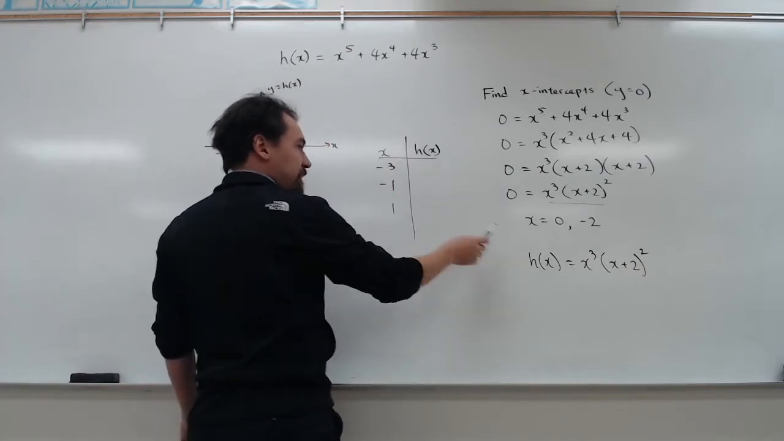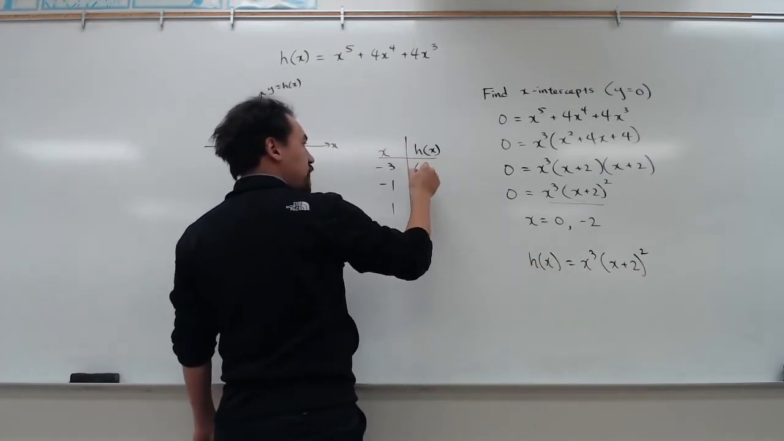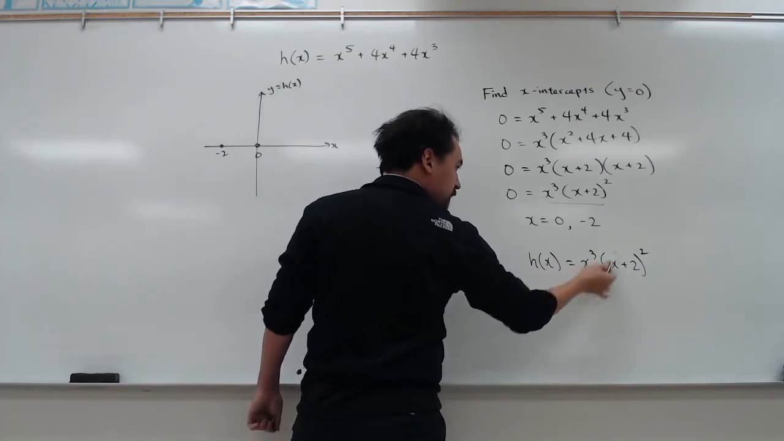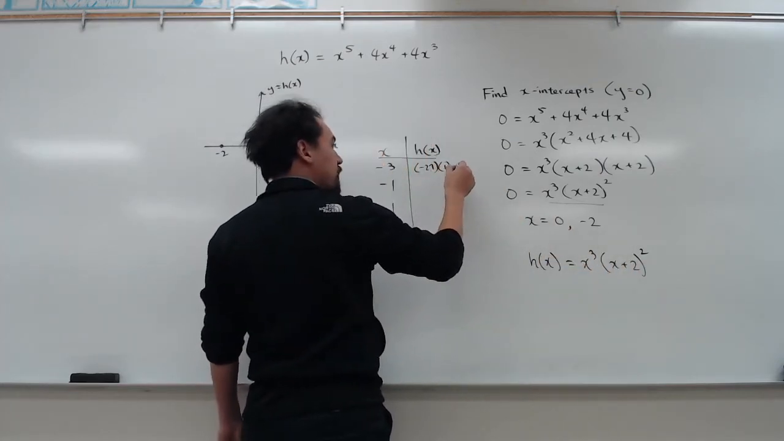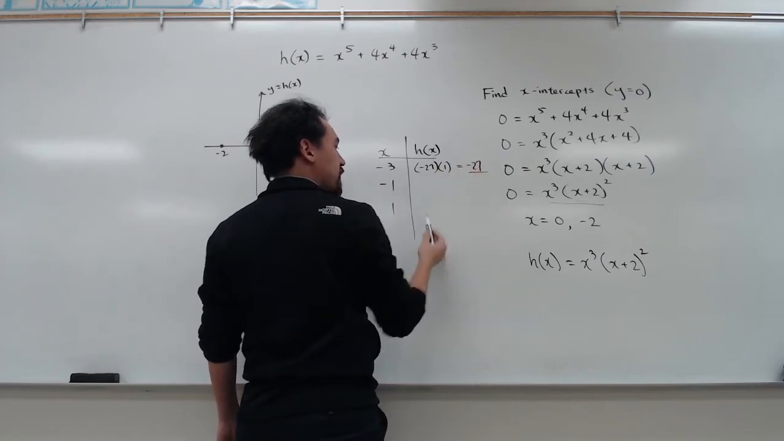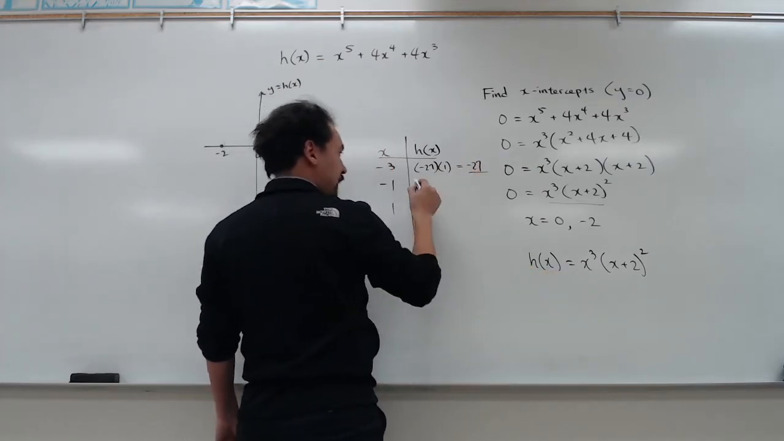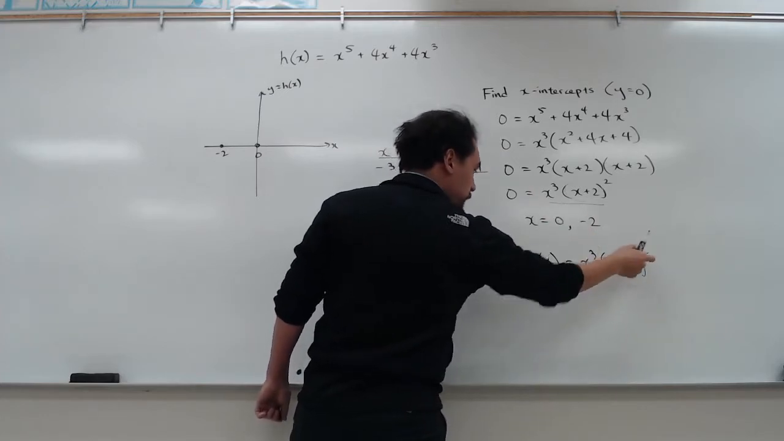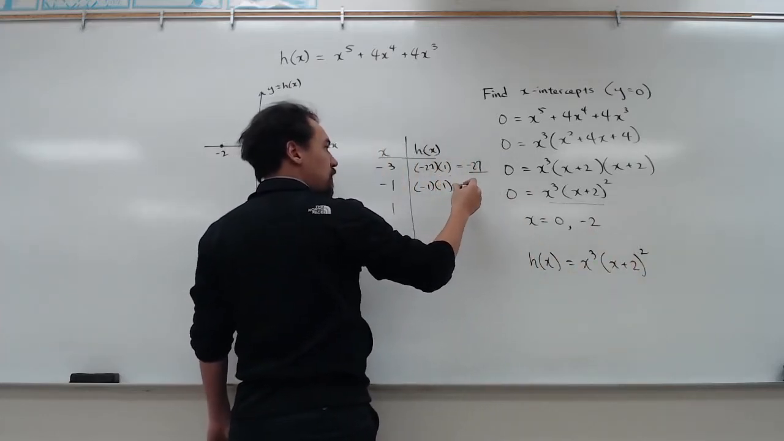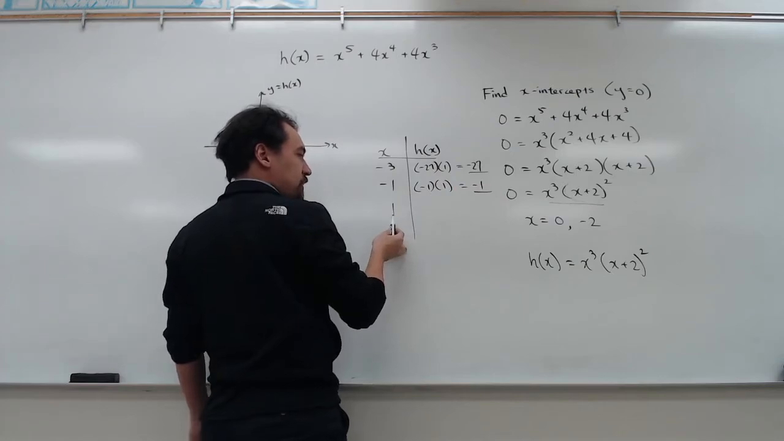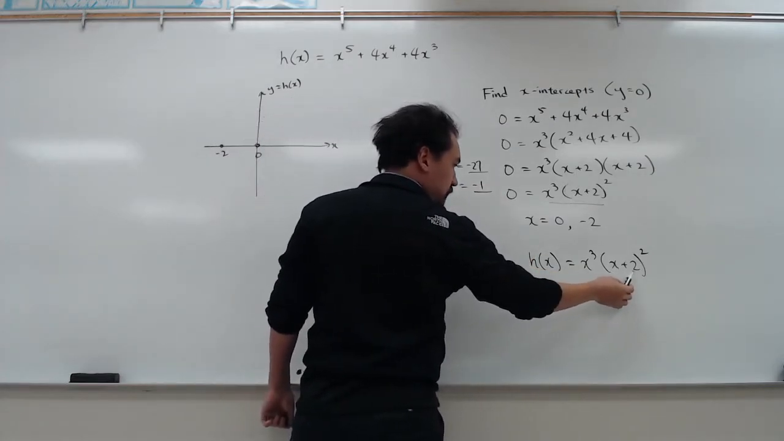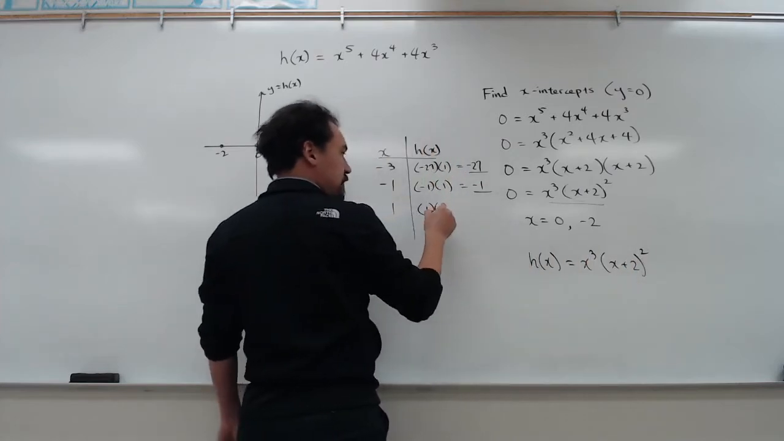So if I plug in negative 3 into there, negative 3 cubed is negative 27. And then negative 3 plus 2 is negative 1. Square it gets me 1. So overall, that's negative 27. Then negative 1 into x, negative 1 cubed is negative 1. Negative 1 plus 2 is positive 1. Square it is still 1. All over, that's negative 1. So 1 goes into x. That's 1 cubed is 1. Then 1 plus 2 is 3. Then square that gives me 9.